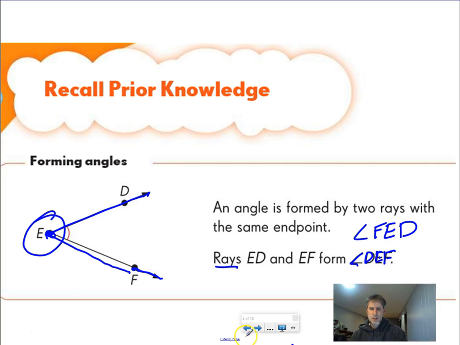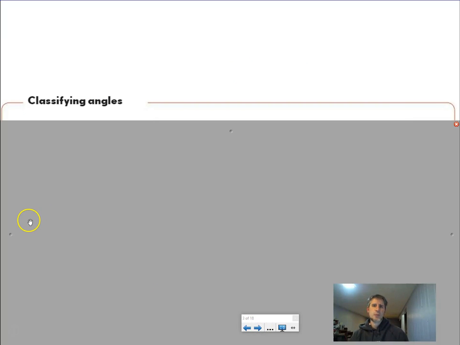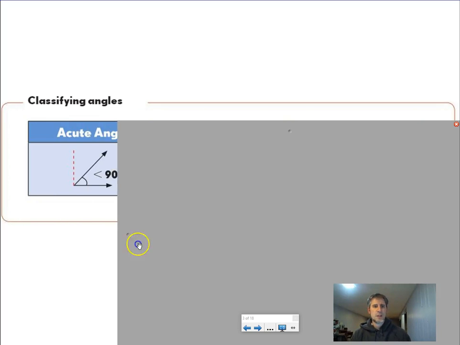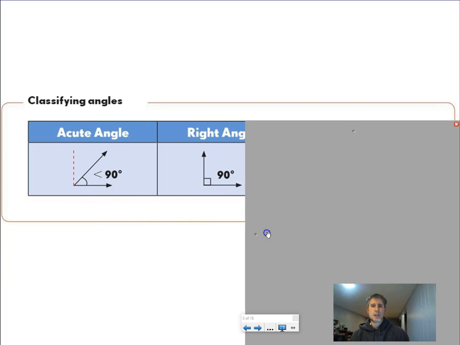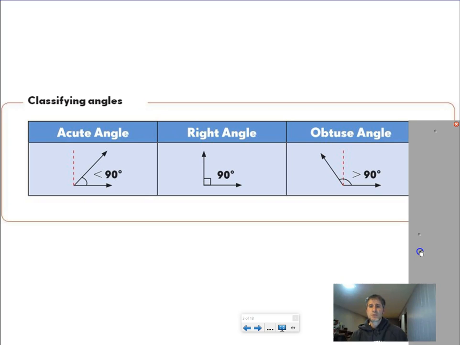Okay, so now that you've had a little refresher as far as how to name angles, let's make sure you remember the types of angles. Before I reveal this, could you name the three types of angles? First, we would have the acute angle, which is anything less than 90 degrees. Then after that, we have a right angle, which would give you 90 degrees exactly, and an obtuse angle, which is anything greater than 90.